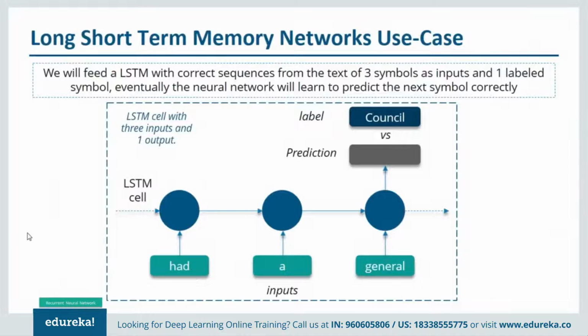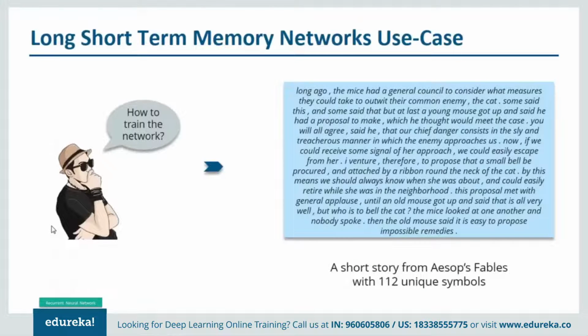So obviously, we need to train it on something. Let us see what we are going to train it on. We'll be training our LSTM to predict the next word using a sample short story that you can see over here. It has basically 112 unique symbols, so even comma and full stop are considered as symbols. All right, so this is what we are going to train it on.